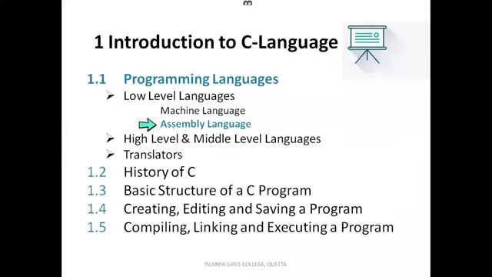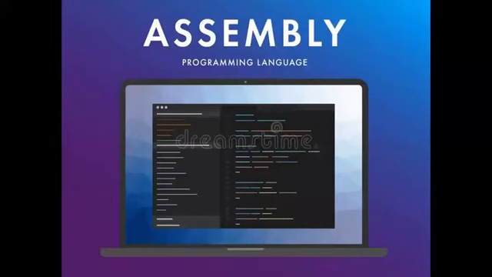Chapter number 1, Introduction to C language. Our today's topic is assembly language. Since assembly language is also a type of low-level language, it has the same characteristics. Let's see.